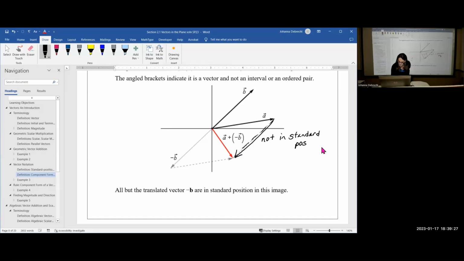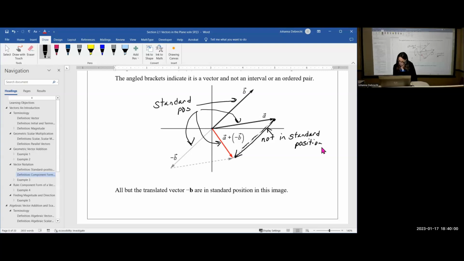All right? And that's because its initial point is right here. So this one is not in standard position, but the others are in standard position. The ones that are in standard position include the b vector, the a vector, and the negative b vector when it's represented down here in the gray. Also the red vector, which is a plus a negative b.